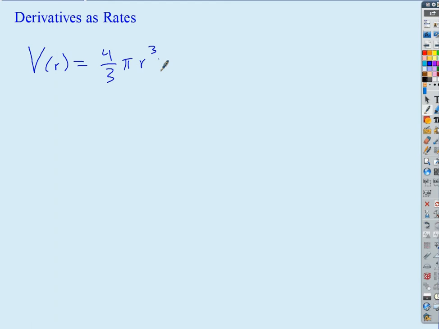What if I asked you to do something in calculus? What if I asked you to do this? What if I wanted you to find V prime of r, which I could also write as dV dr. That's a derivative, right? Can anybody describe that as a rate?